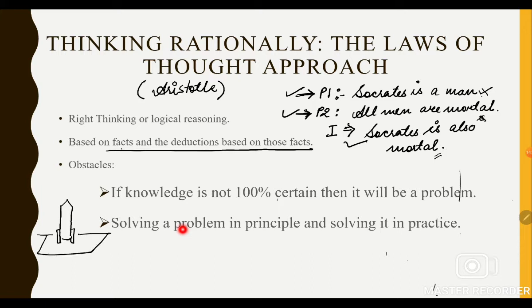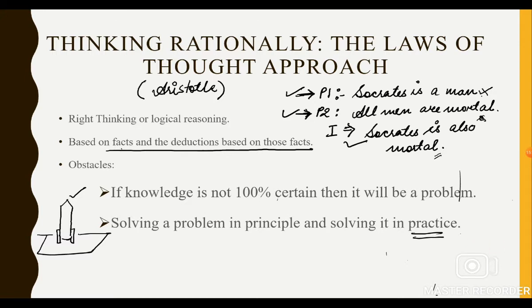I think with the help of mathematical formulas as well as computational models, we would be able to design this particular rocket. However, that is in principle, that is on pen and paper, in computer systems you can develop it, but practically, launching this rocket from your terrace is not possible. Okay, so that is why there is a big difference between solving a problem in principle and solving it in practice. So these are the two main obstacles of thinking rationally or the laws of thought approach.